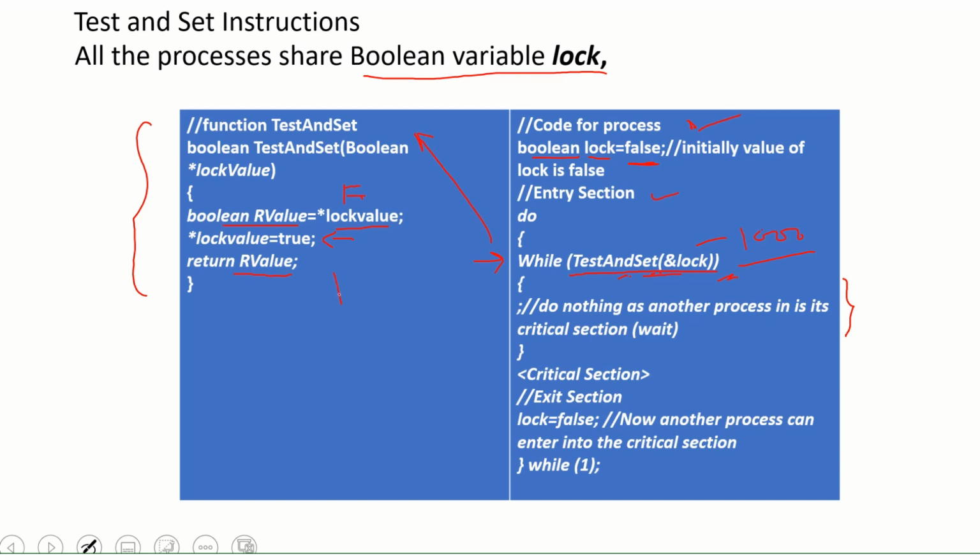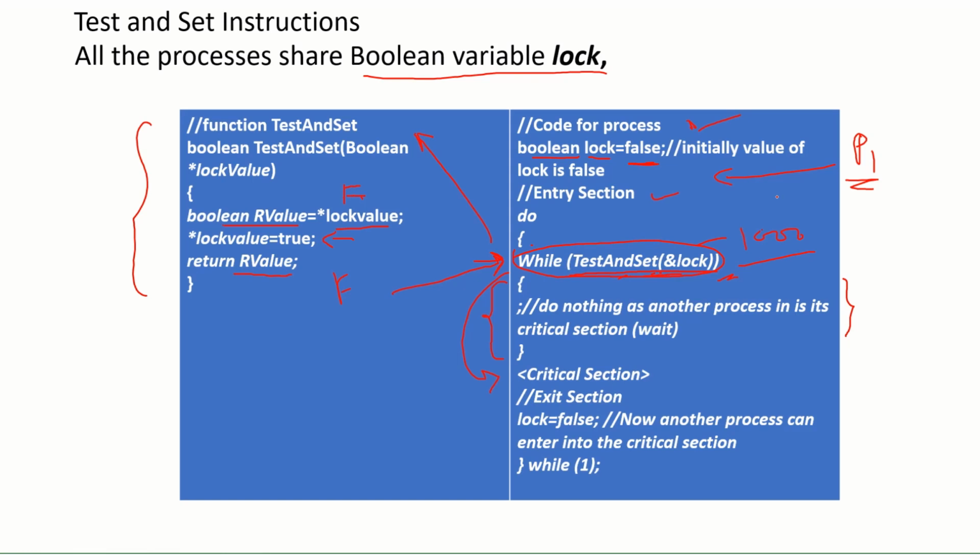Now what is r value? R value is false, which is returned here. So the function is returning a false value, the while loop is not true, it cannot enter this loop, and it will directly go to the critical section. So whenever a process P1 wants to enter a critical section, the lock is initially false, and it will go to the critical section because the function will return a false value.